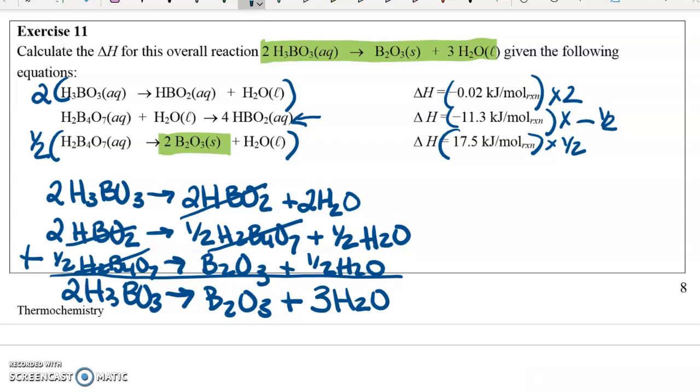Since that is going to equal the overall reaction that I was shown, when I add up those values, I'm going to use negative 0.02 times 2. The negative 11.3 gets multiplied by negative 1/2, and 17.5 gets multiplied by 1/2. Adding it all together, we end up with an overall heat of reaction of 14.36 kilojoules per mole.